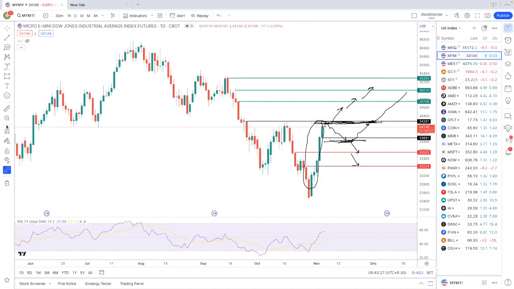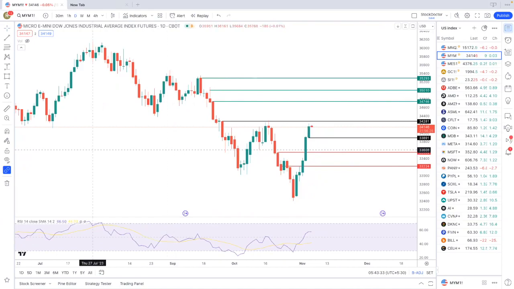We will clear the drawing first. Okay, the same thing for Dow Jones. Dow Jones has an important resistance around 34,300, this black line. If we manage to cross 34,300 and stay above this, then there are three targets: 34,750, 35,000, and 35,300. So this will again be a very big upside in this index as well.